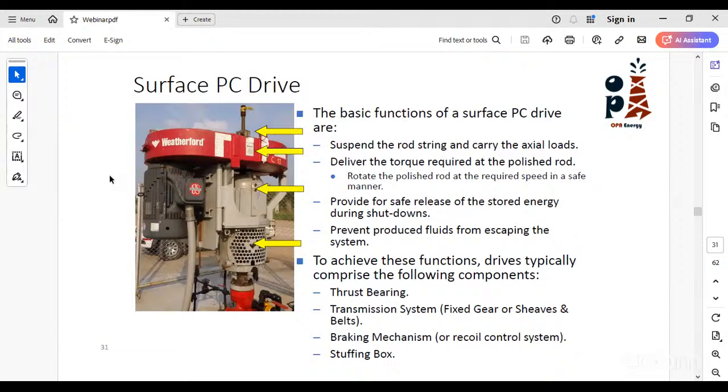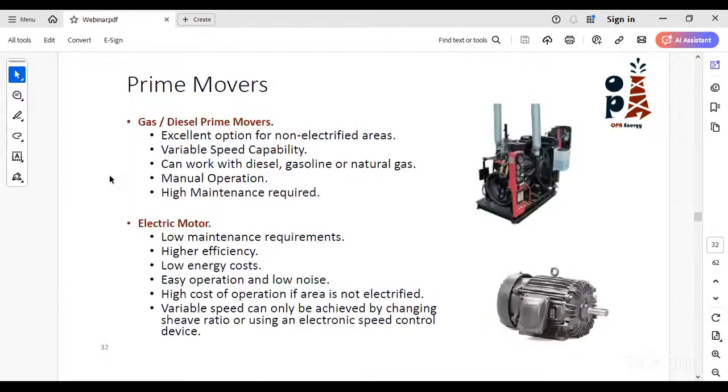This is the drive head, and it has 4 components, and every one has a very important function, starting from the stuffing box, the braking mechanism, the sheaves and the belts, and the thrust bearing that takes the axial load of the rods itself, because this drive head can withstand the axial loads, or the loads of the rods and the pump, of course, during the operation. This is the drive head.